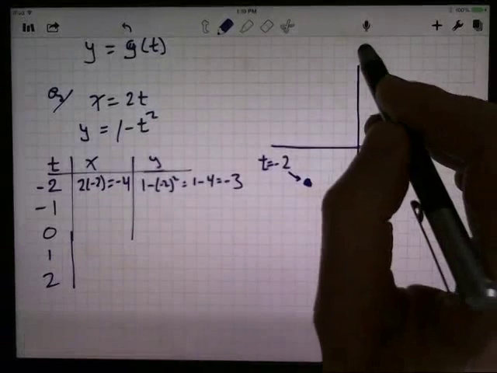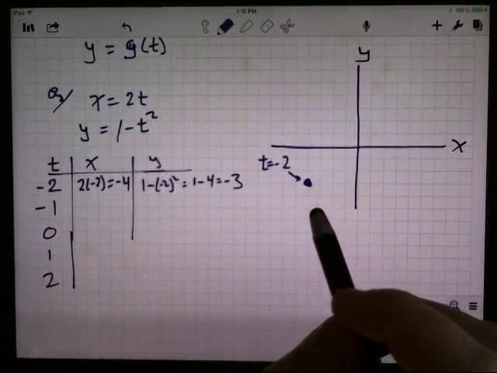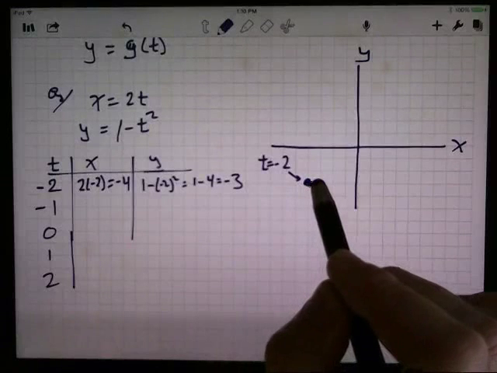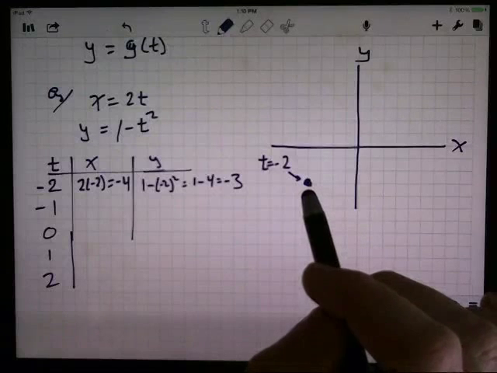This is an x and a y axis. I should point out here that I'm plotting x and y. T is kind of lost. The fact that that's t equals -2, I had to point that out. You wouldn't be able to see it from the graph. You'd just be able to see the x coordinate is -4, the y coordinate is -3.